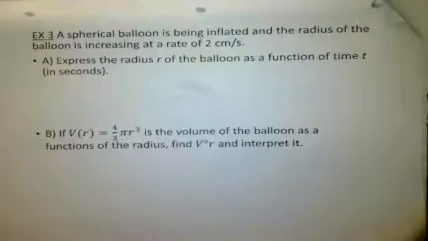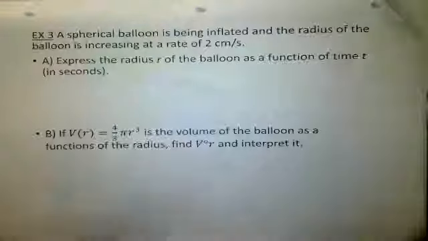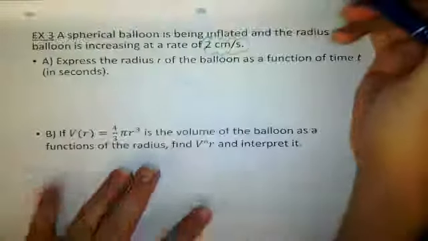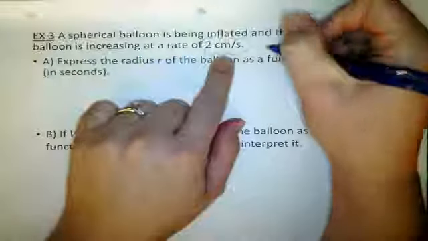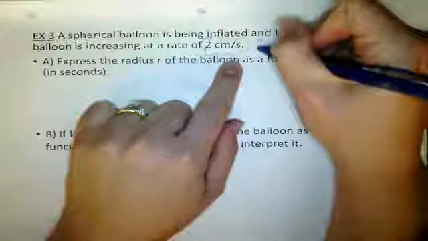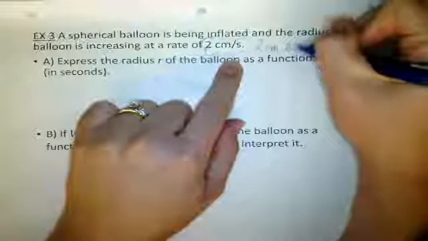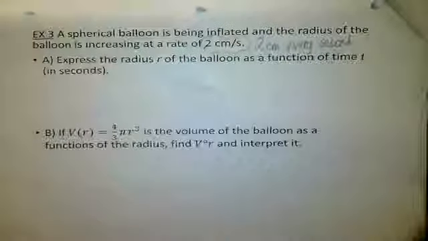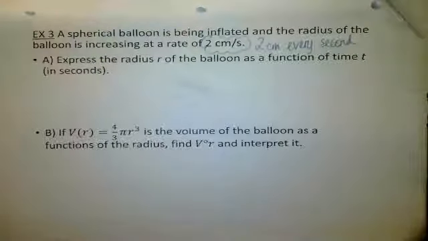And the radius of the balloon is increasing at a rate of 2 centimeters per second. One thing I like to talk about is really this understanding of rate, and I talk about this with my daughter all the time. 2 centimeters per second means it's growing by 2 centimeters every second. Getting bigger and bigger and bigger.